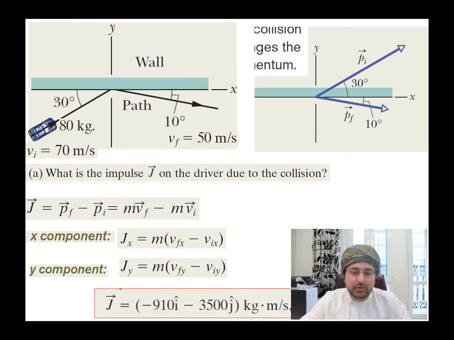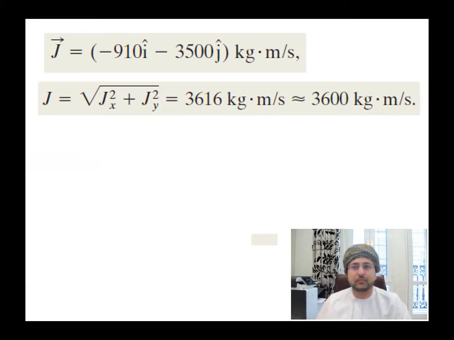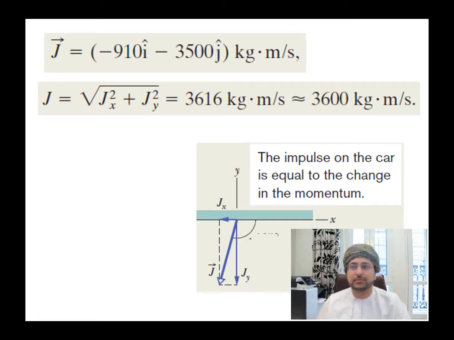Now that might not really tell us much. 3500 sounds like a big number, but I really don't know what the point of this is. Well, let's translate it. First thing first, what's the modulus? The modulus of this is about 3,600 kilograms meters per second. And the impulse on the car is equal to the change in momentum. We figured that bit out. The angle, Jy over Jx, is 75.4 degrees. We know what J is.